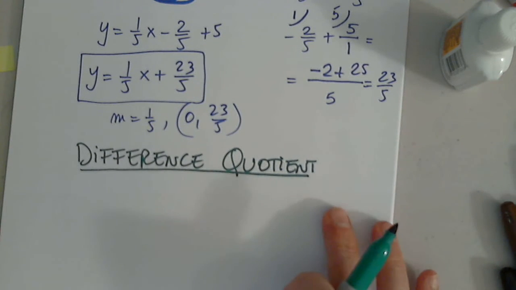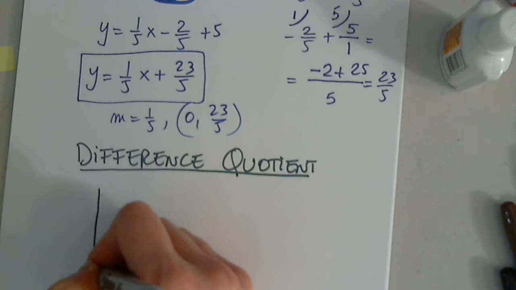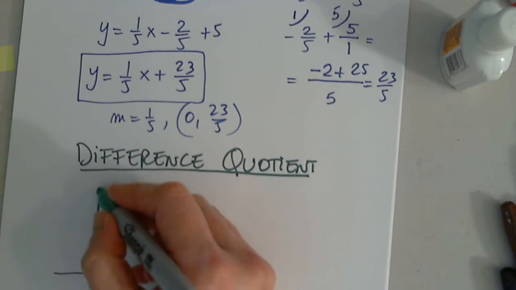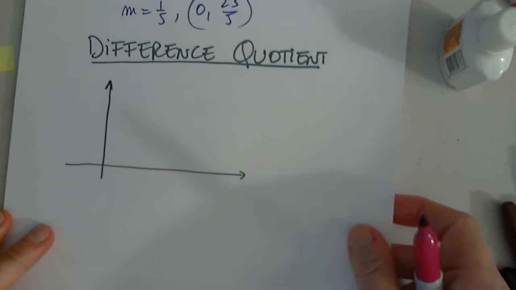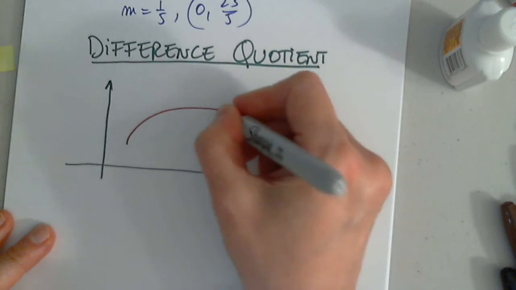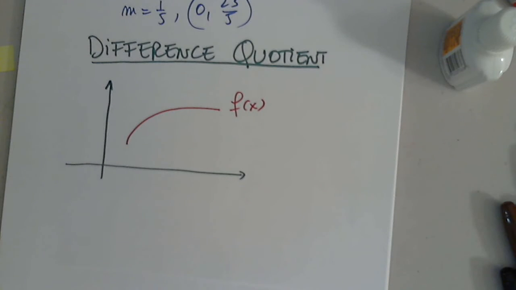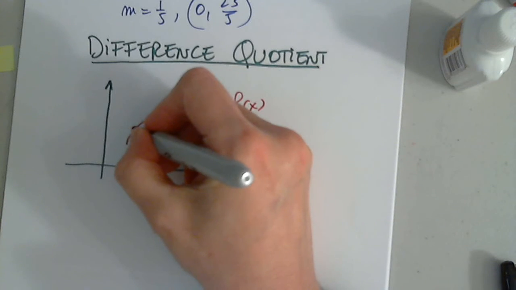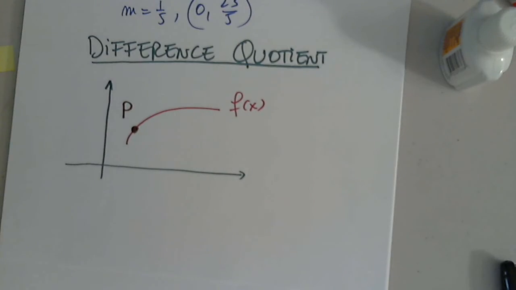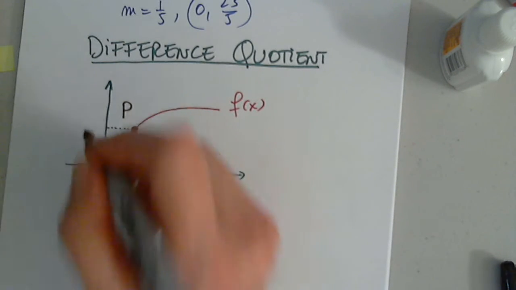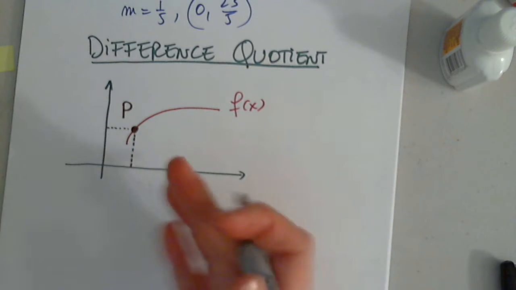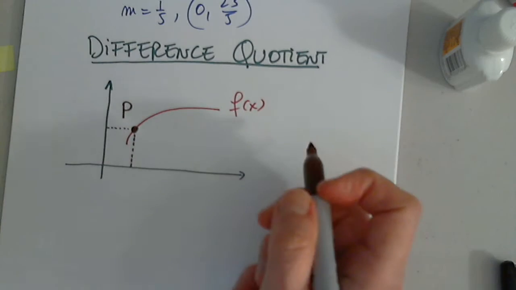Okay, what does it mean, first of all? Let's take a look. Let's look at a function. Here's function f of x. You're going to see this graph several times this semester. Any graph. So here's the function f of x. We have a point. I'm going to call this point P. It has 2 coordinates. It has to have x and y, otherwise I can't plot it. And it's on the graph.